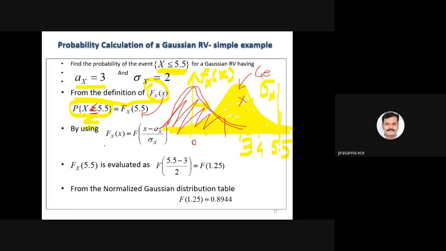We use the relationship between the generalized distribution and the normalized distribution. We know the mean is equal to 3 and sigma x is equal to 2. So we find Fx of 5.5 as F of (5.5 minus 3) by 2, which is equal to F of 1.25. Now F of 1.25 can be read from the table.